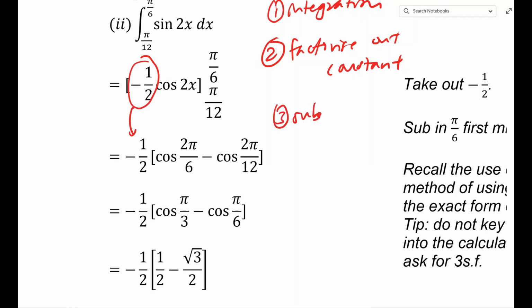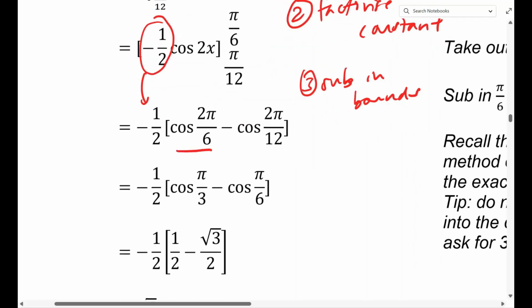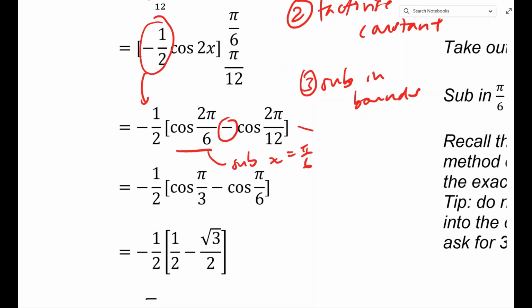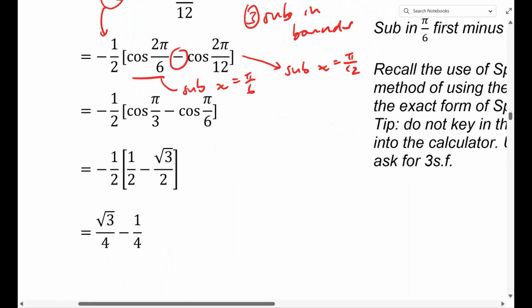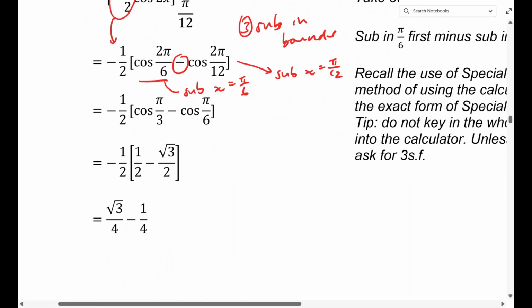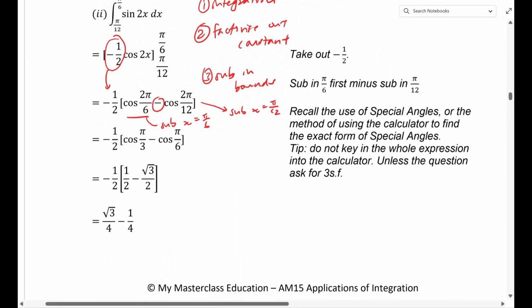Afterwards, we will sub in our upper bound and lower bound. So you get cosine 2 pi over 6 by subbing in x equals to pi over 6, which is our upper bound, and then subtract it by what you get when you sub in x equals to pi over 12, which is our lower bound. And then you simplify it to get cosine pi over 3 minus cosine pi over 6. If the question wants you to leave it in exact form, we have to recall the use of our special angles. Or we can use the method from our calculator to get the exact form.